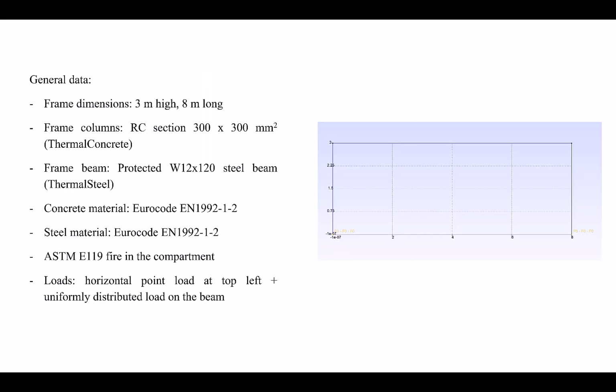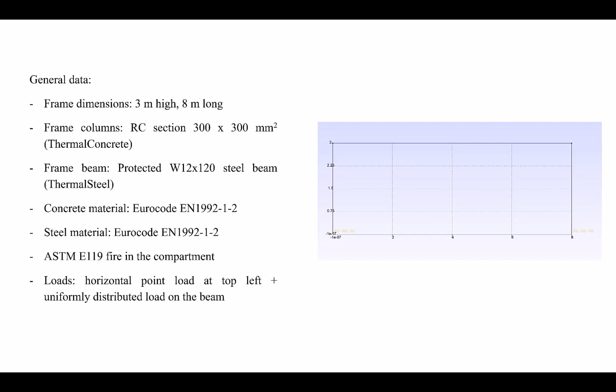The frame is 3 meters high and 8 meters long. The columns are reinforced concrete sections of 300 by 300 square millimeter that were modeled in a previous video, and the beam is a W12 by 120 steel beam, also modeled in a previous tutorial. The fire that develops in the compartment is the standard ASTM E119 fire. On the right, you can see the model built in GmSAFIR, the graphic preprocessor.